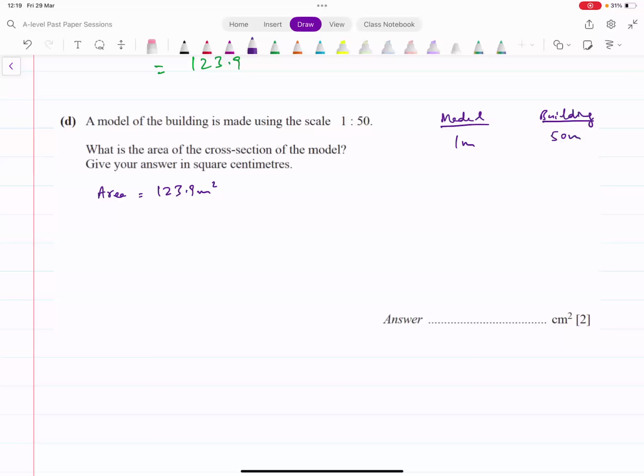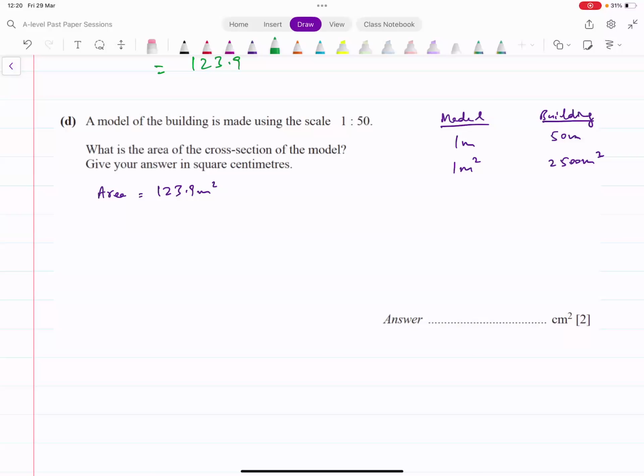That's what the scale represents. Now we're talking about area. Area is in meters squared. What that means is, if the area of the model is 1 meter squared, the area of the building is 50 squared, which is 2,500 meters squared. So if the area of the building is 123.9, what's the area of the model? 123.9 divided by 2,500.